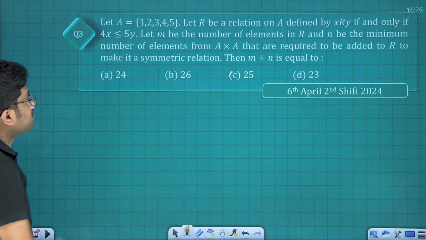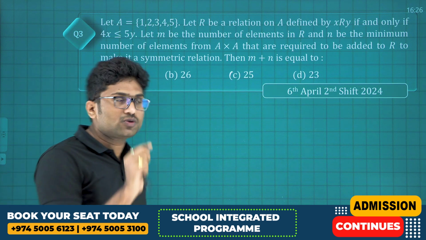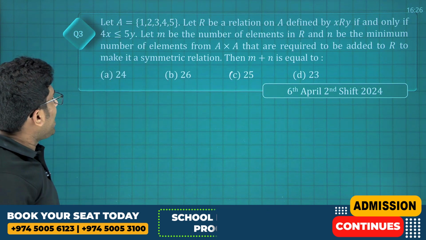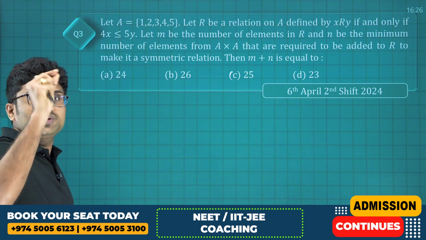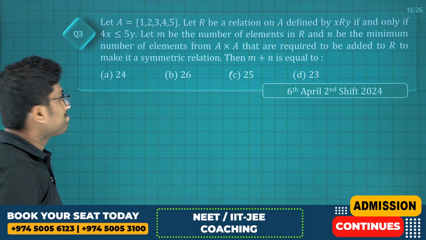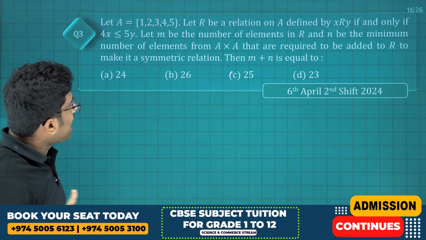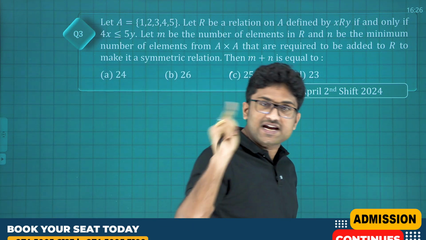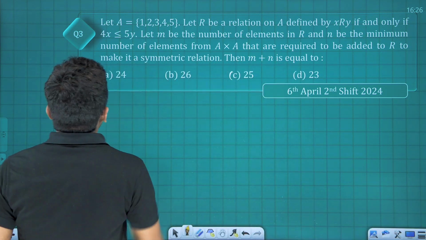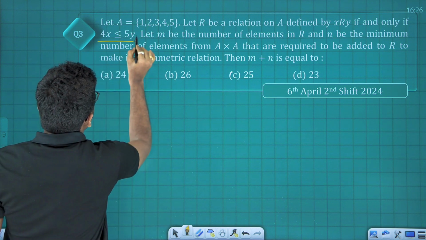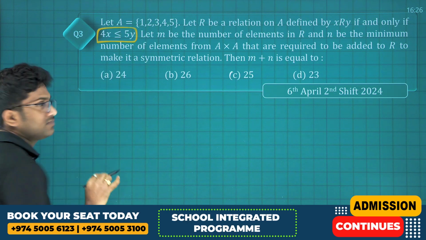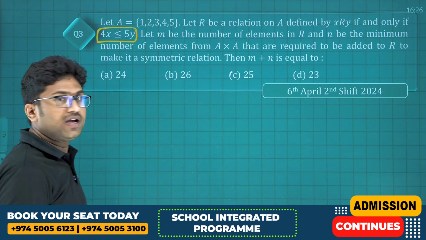Next question. This is from 6th April 2024. Let A be the set {1, 2, 3, 4, 5}. Let R be a relation defined on set A such that x is related to y if and only if 4x is less than or equal to y. This is the definition of the relation that we have.